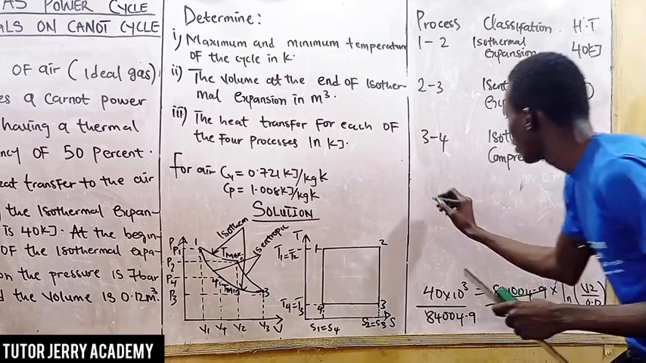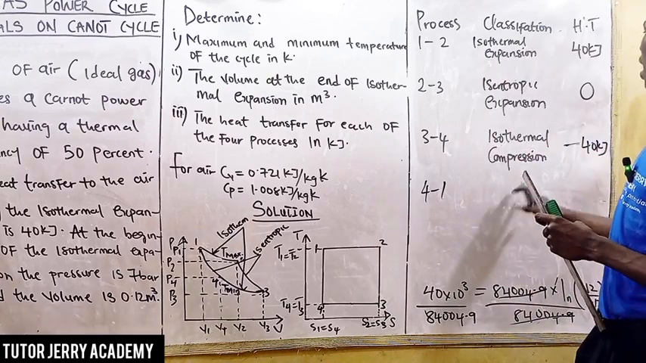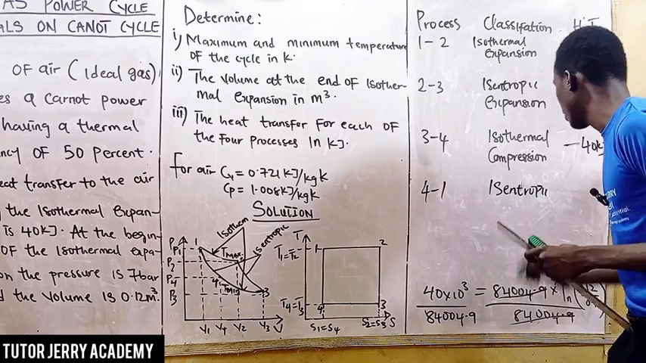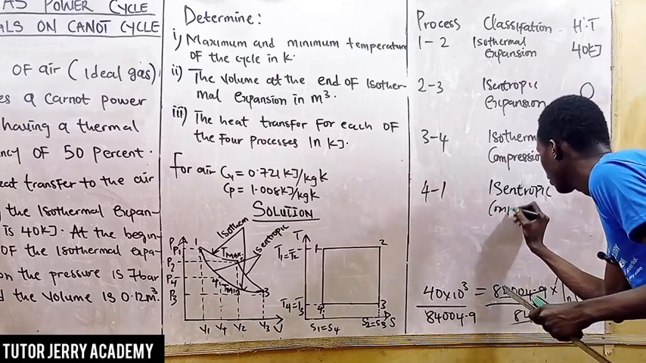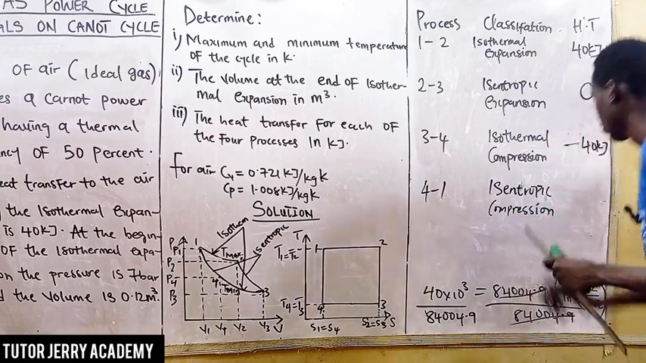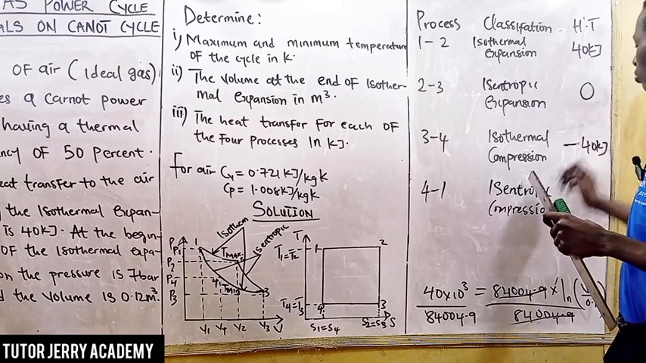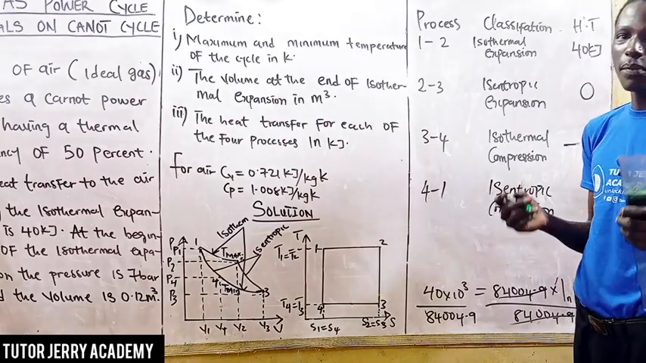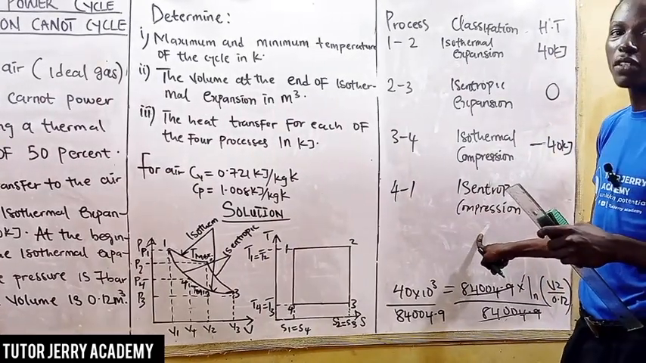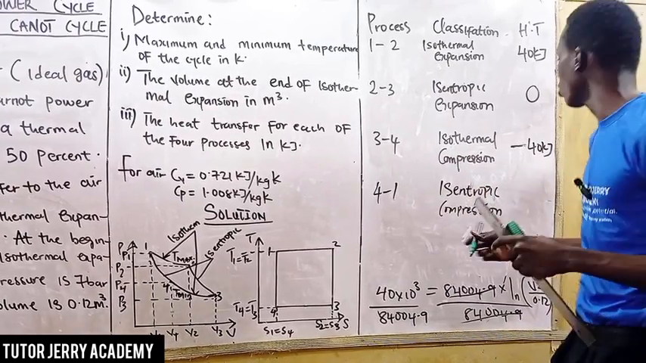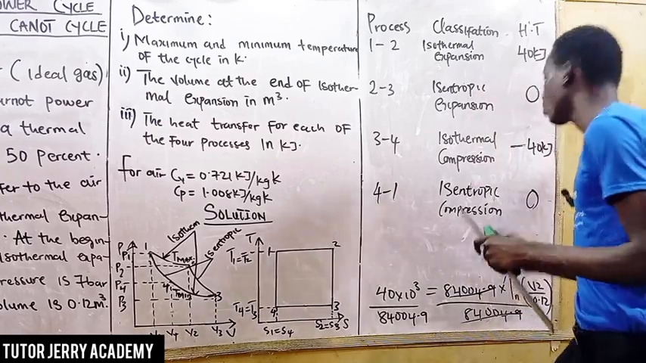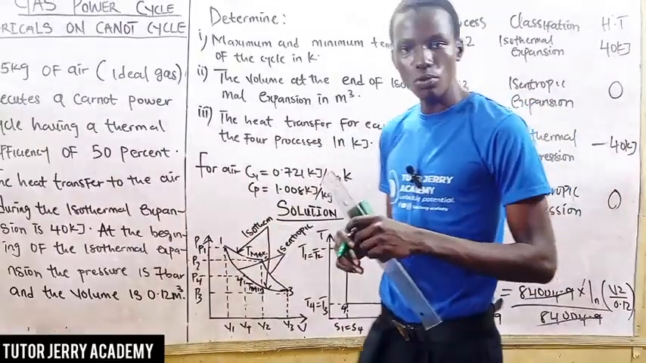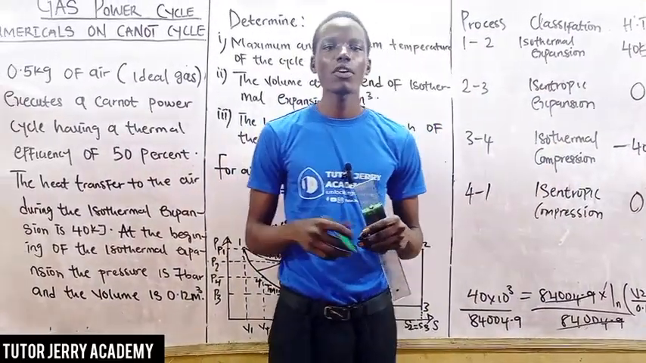And lastly, from process 4 to 1, we have isentropic compression. Do not forget that isentropic compression is the same thing as a reversible adiabatic compression. And adiabatic means there is no change in heat. So our heat transfer, therefore, is zero. So this is the heat transfer for each of the four processes: 1 to 2, 2 to 3, 3 to 4, and 4 to 1.